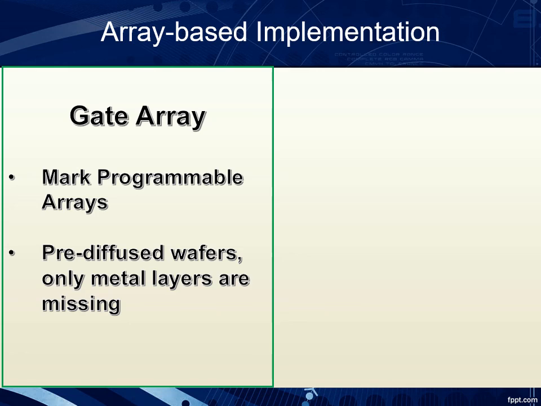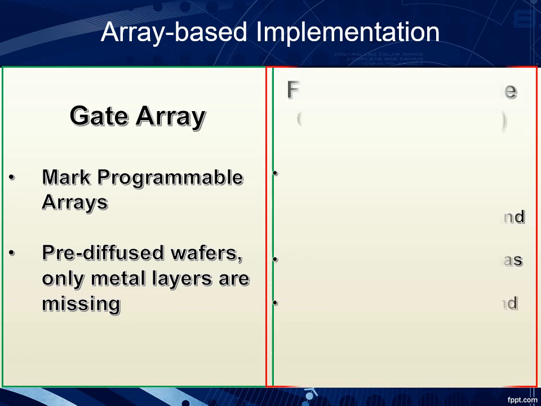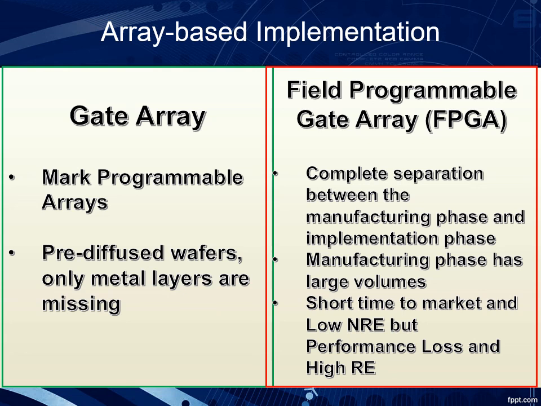Typically, most of the common logic in finite state machines can be performed with a gate array. Gate arrays have lower non-recurring costs. The other option is the use of a Field Programmable Gate Array, or FPGA. In this case, we only need to program the hardware. There is a complete separation between the manufacturing phase and the implementation phase. The chips have already been fabricated. We just buy them and program them. On the positive side, we have short time to market and low non-recurring expenses, but on the negative side, we have performance loss and we have high recurring expenses.